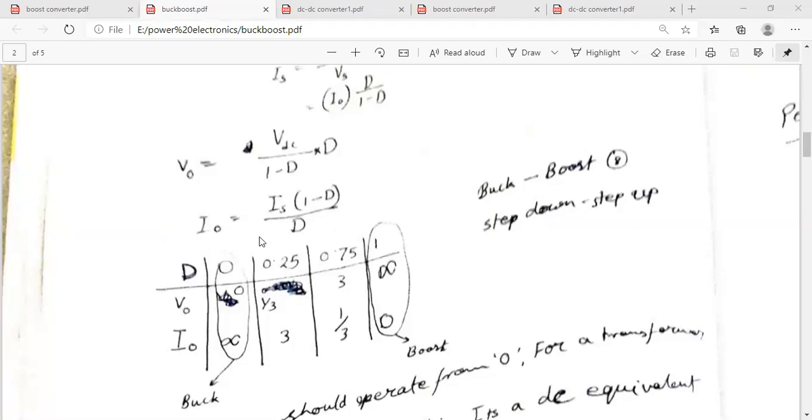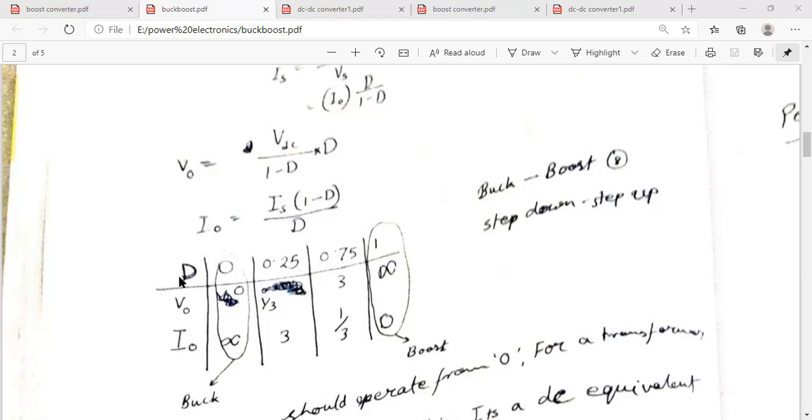Then the current will be equal to infinite. So it will draw an infinite amount of current, which is actually not required for any system because it may damage the system. So duty ratio 0 we cannot put.